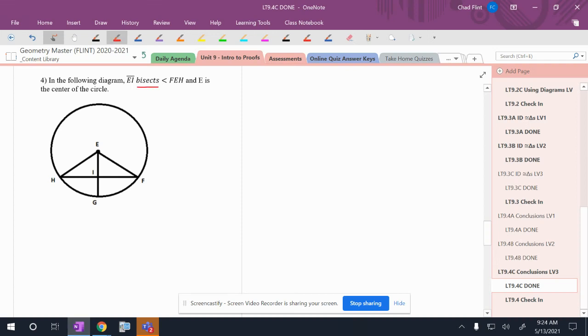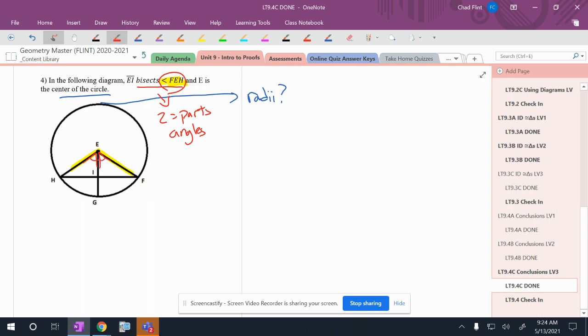Okay, so I've got a bisector, which means two equal parts. And remember, we're bisecting an angle, so they are going to be equal angles. And then I have the center of the circle, which means I'm normally looking for radii, because radii are congruent. So let's walk our way through this. Angle FEH is getting cut in half. That's right there. So my equal angles will be there and there. All right, so those are my equal angles.